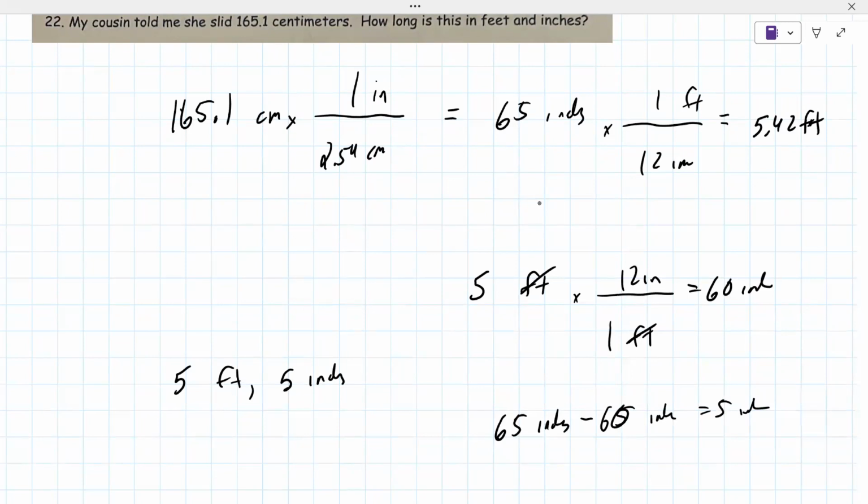Okay. It may be helpful for you to remember that, for example, 5 feet is 60 inches and 6 feet is 72 inches. That could be helpful. Okay, so that's 22. We can do 23, which is kind of looking confusing. Let's take a look at that.